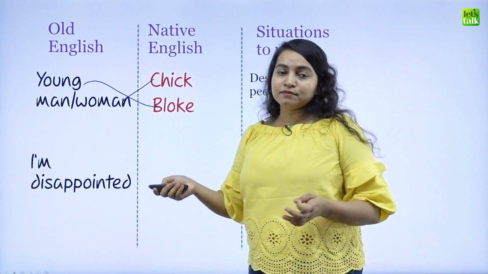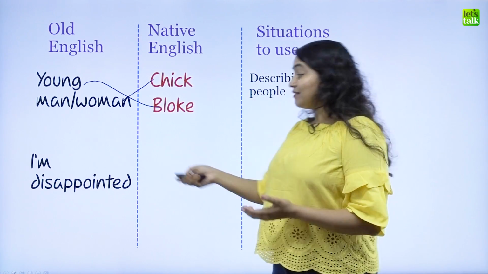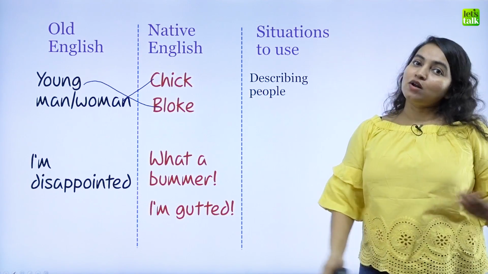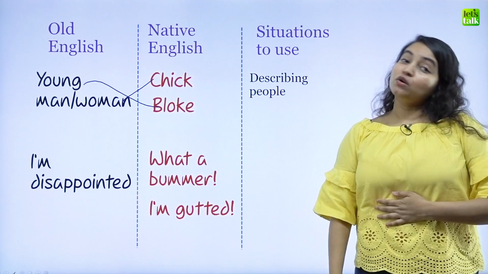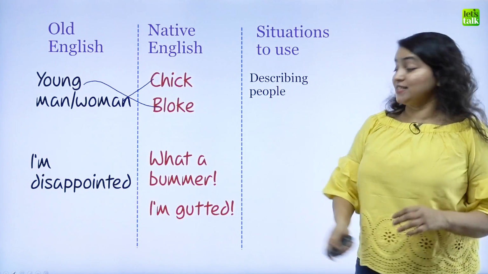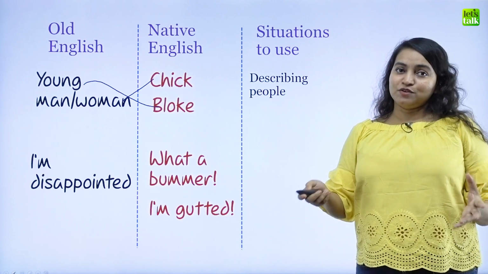Now, a lot of times, things don't go your way. What happens? You are disappointed. But instead of saying disappointed, what could you say? You could say, what a bummer, or I'm totally gutted. Okay, so when you're disappointed, you can use these two phrases. Really good phrases that you will hear native English speakers use.